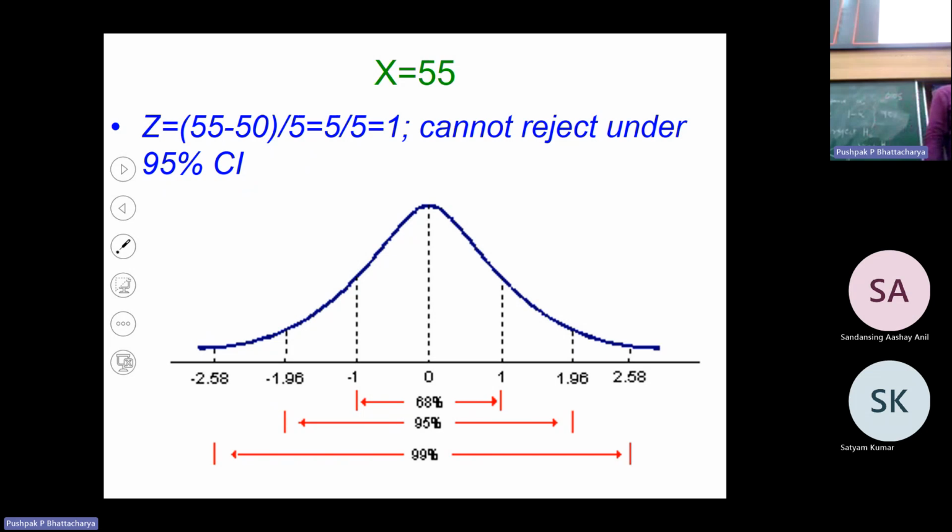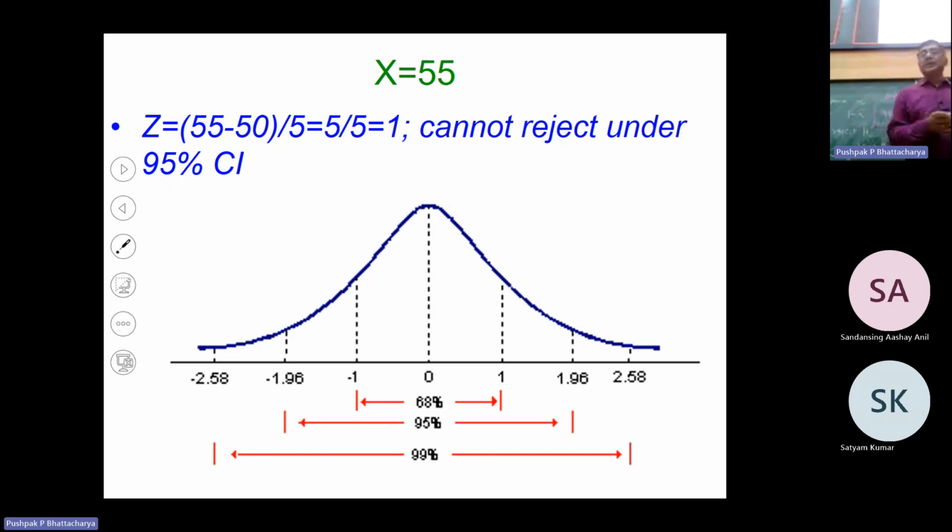And x equal to 55. The inclination to think that the coin is unbiased should still get more support. Okay, let us see. So x equal to 55, z is (55 minus 50) by 5, which is equal to 1. I cannot reject under 95% confidence interval. Now the z value has come inside the confidence interval, 1.96. And it is surely within 2.58. So under 99% also, I cannot reject.